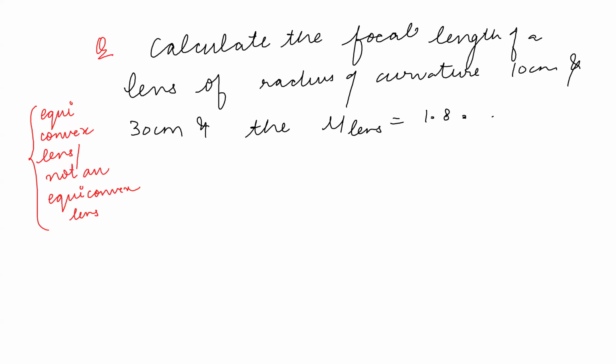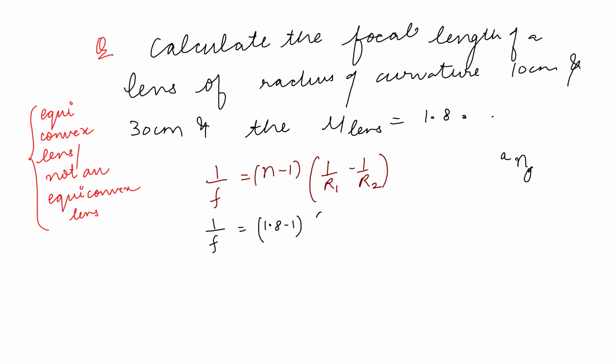Now, how are we going to put it? We're going to put it into a formula again. 1 by focal length is going to be n minus 1 into 1 by R1 minus 1 by R2. So 1 by focal length we have to calculate. N minus 1: the refractive index of glass is 1.8 with regards to air, so it is 1.8 minus 1, 0.8. How much is R1? R1 is 10 centimeters.